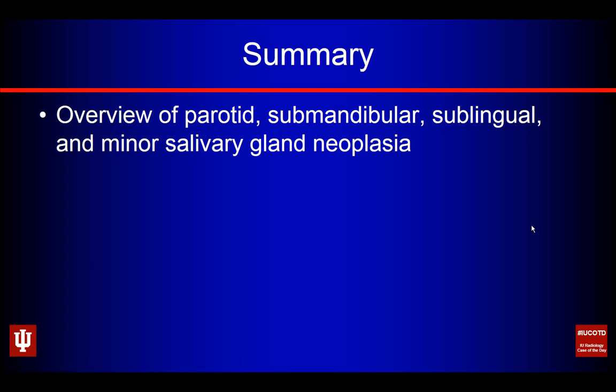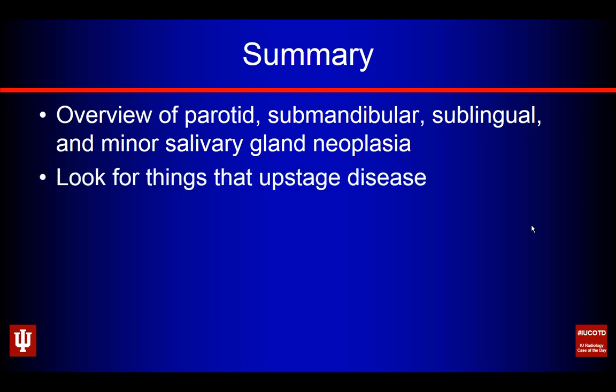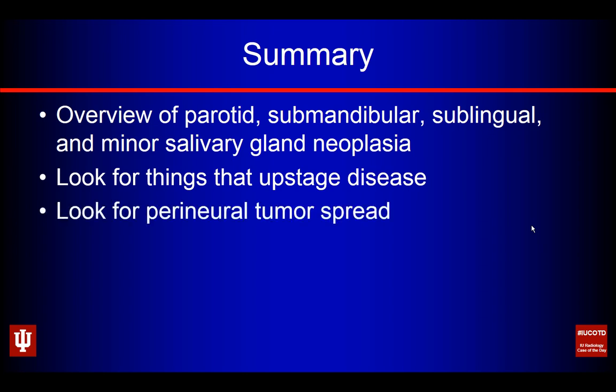So, in summary, I've provided an overview of parotid, submandibular, sublingual, and minor salivary gland neoplasms. One of the important things that you need to always be looking for would be things that upstage disease, because that's going to more appropriately triage the care of the patient if you put them into the appropriate staging category. I want to stress that it's critical to always be looking for perineural tumor spread. That's something that's challenging. I'm not going to lie to you. Some people even say it's probably standard of care to miss perineural tumor spread out in practice, but I think we can change that.